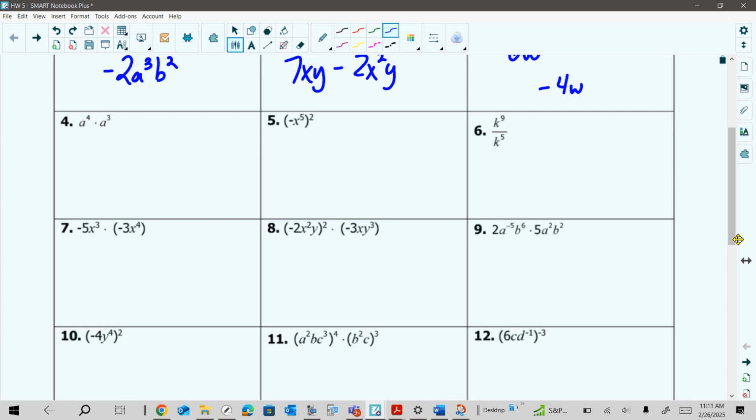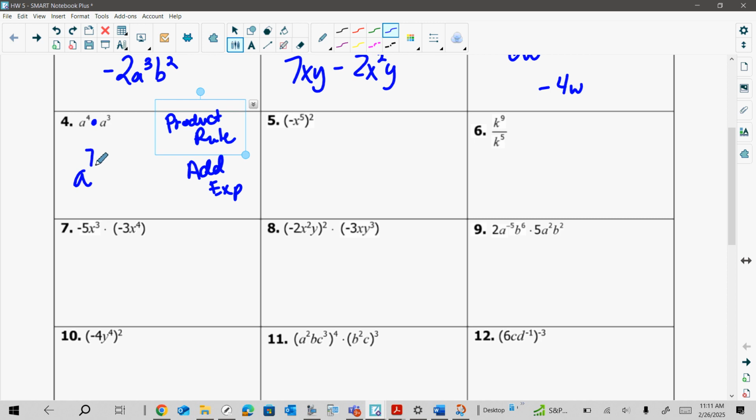All right, look at the operation on number 4. There's no coefficient. So all you do is just add the top and you get a to the power of 7. When you're multiplying, this is our product rule. You add the exponents. So this has everything that we did, all of the rules. So this is a to the 7th.